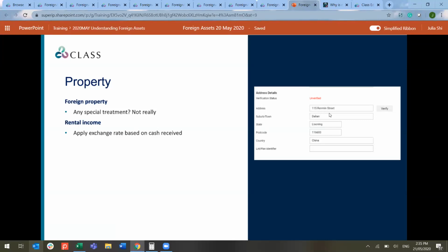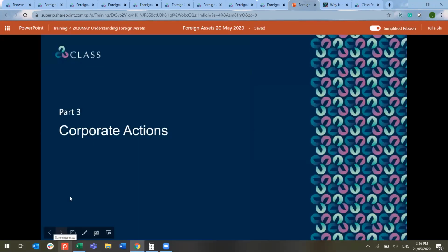Also, once you put the address into the property account, you will always have the verification status as unverified, because this won't be verified by the API data business. So unfortunately, you just need to manually process foreign properties. Also for rental income, make sure that you apply the exchange rates, either based on the Class exchange rates or, if you have a foreign bank account that shows the equivalent Australian dollars, make sure that you update this manually.